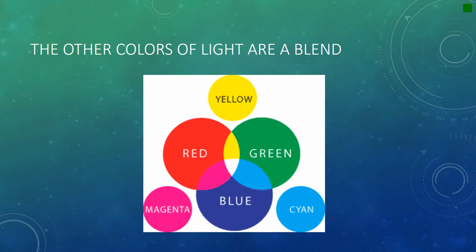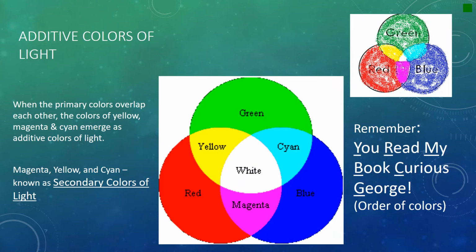Now, what's really interesting is if you blend all different colors of light, what do you end up getting? You end up getting white. White light is actually the presence of all colors of light, which makes sense because when you break down white light, you end up getting the colors of the rainbow, which are all the colors of light, right? So it makes sense. All right, so these guys are called secondary colors.